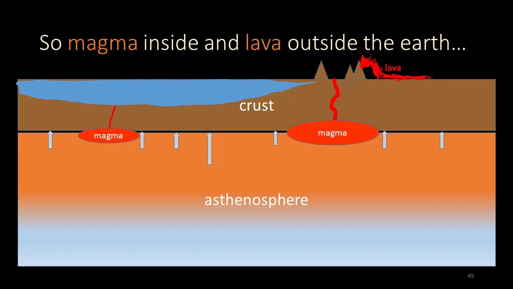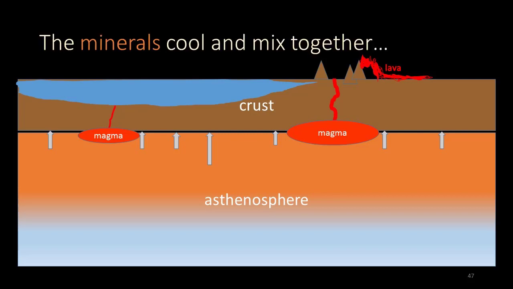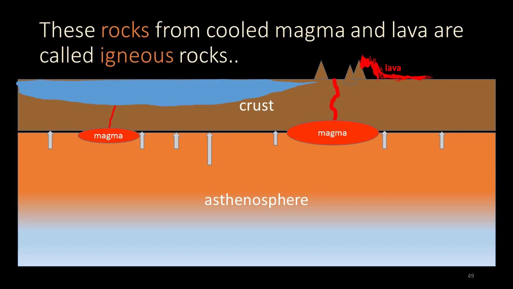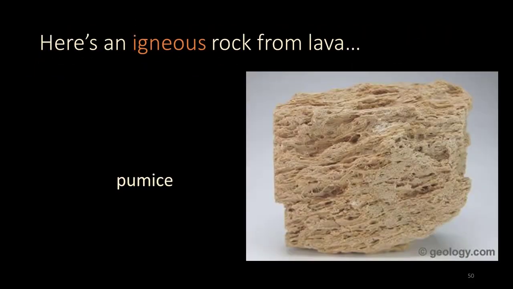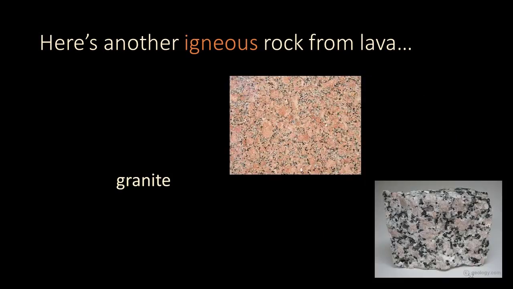So magma inside, lava outside, just melted earth. They contain minerals. The minerals cool and mix together, and these mixed minerals form rocks. These rocks from cooled magma and lava are called igneous rocks. Here's an igneous rock. It's called pumice, very light. And here's another one called obsidian. You may have seen it. Looks like black glass. Here's another, granite, maybe on a kitchen countertop.